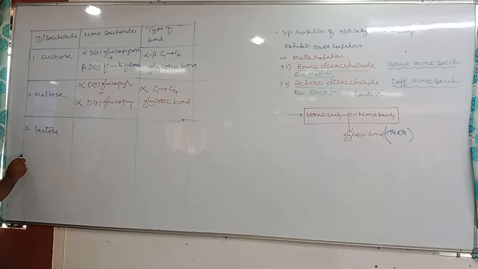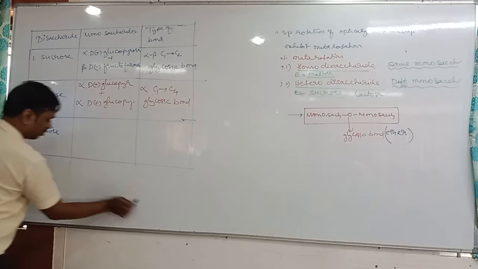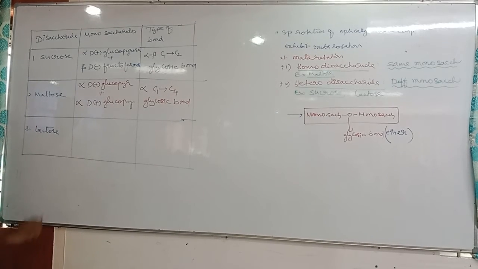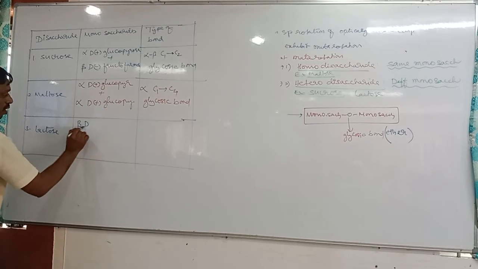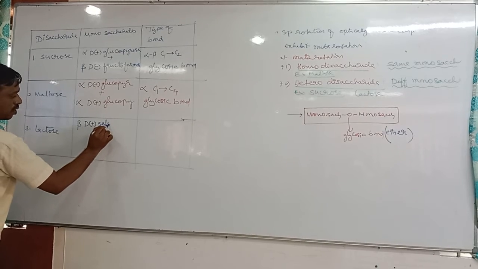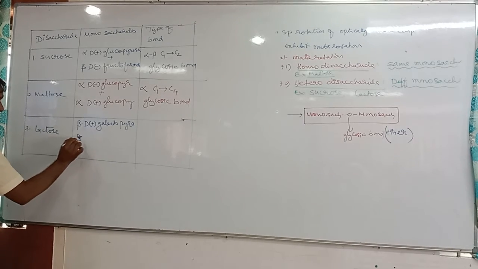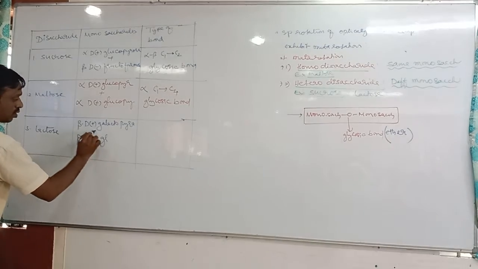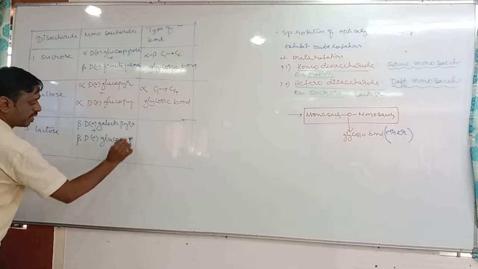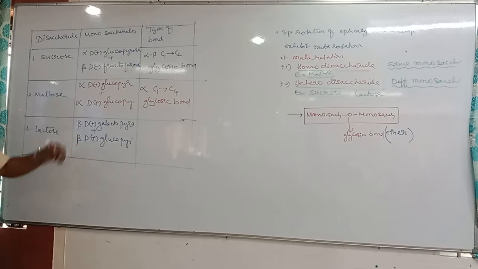Next, the third one is lactose. Tell me, lactose contains two monomers: galactose and glucose. Which galactose and which glucose? It is exactly opposite to this. It is not alpha, here it is beta. So it is a beta D plus galactopyranose. Next is beta D plus glucopyranose. Therefore, both are beta only.